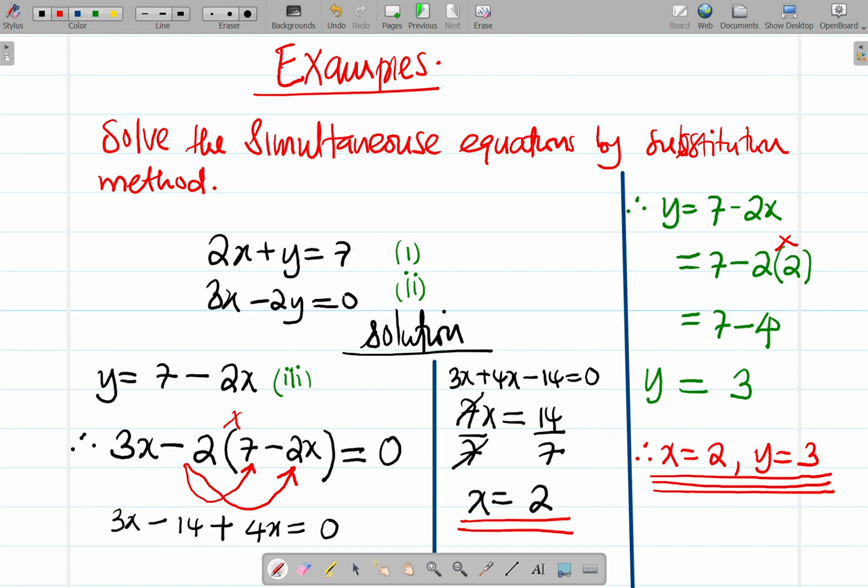All right, substitution method done. That's how you solve simultaneous equations by substitution method. Maybe let's just look at example number 2, and then we can call it a day.